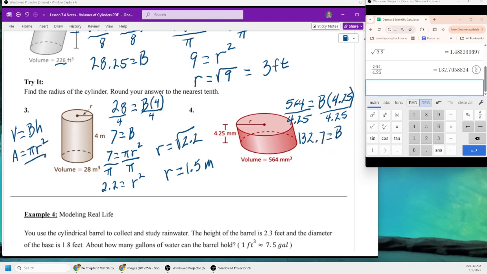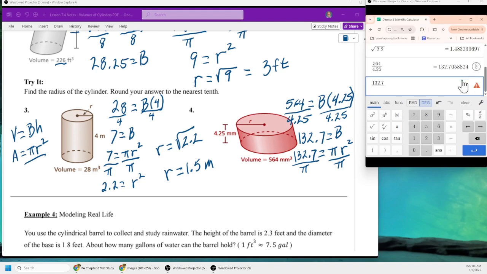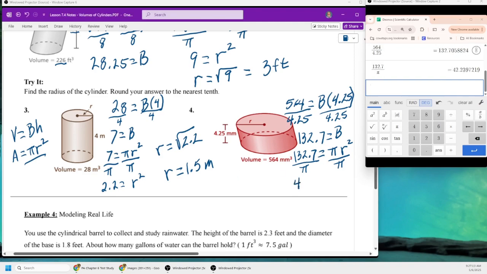So we're using pi r squared. The area of the base is equal to pi times the radius squared. So we're going to divide by pi. 132.7 divided by pi gives me 42.2 is the radius squared.